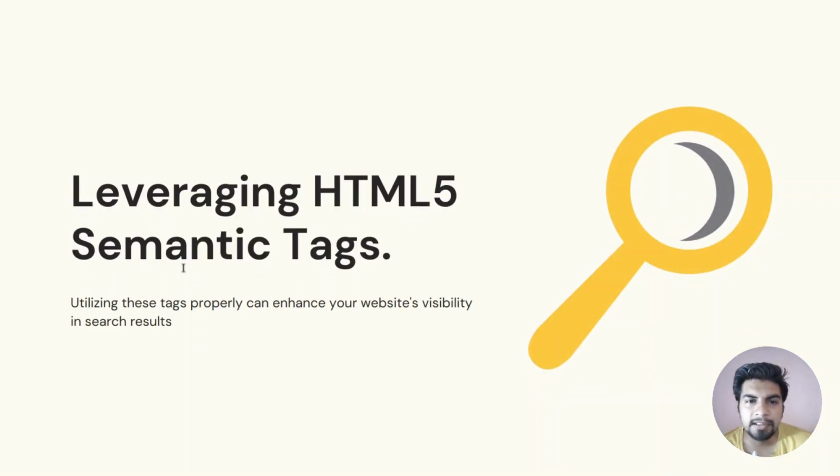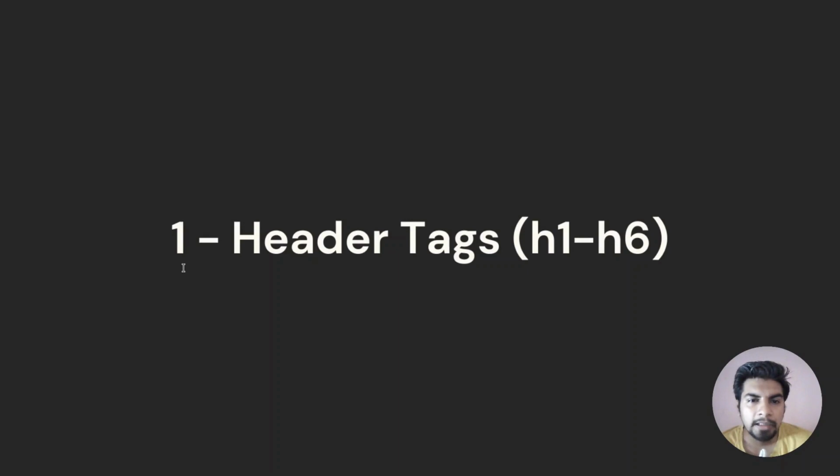HTML5 includes semantic tags, which assist search engines in understanding the structure and significance of your content. Using these tags correctly improves your website's visibility in search results. First is header tags. Use H1 as the main heading and H2 to H6 for subheadings to create a hierarchical structure for your content. In order to improve SEO, incorporate relevant keywords in that.